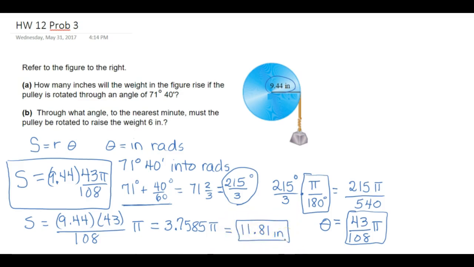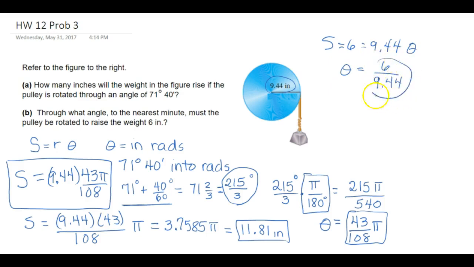Alright, so now that we've done that, part B says, through what angle, to the nearest minute, must the pulley be rotated to raise it 6 inches? So what we do know is that S is equal to 6 inches. We know our radius is 9.44, and we're looking for our angle theta. So from here we can divide both sides and find that theta is equal to 6 divided by 9.44.